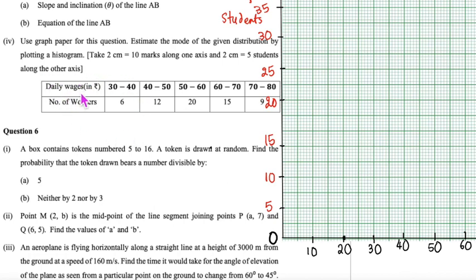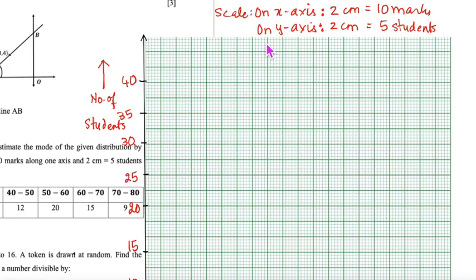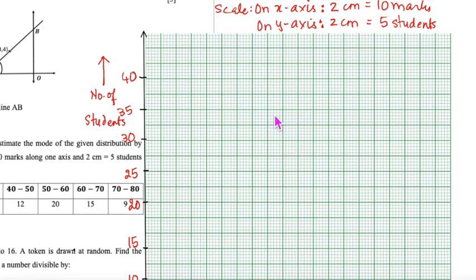Now we have been given this table, daily wages and number of workers. Number of workers becomes our frequency, so that is going to be along the y-axis, and daily wages, which is in rupees, 30 to 40, will be along our x-axis. I have already plotted the basic coordinate axes and written the scale. On the x-axis, 2 centimeters equal 10 marks, and on the y-axis, 2 centimeters equal 5 students.